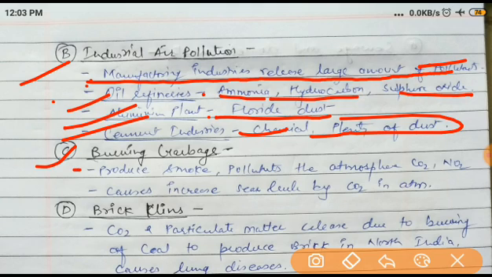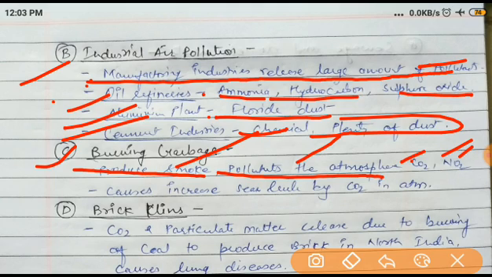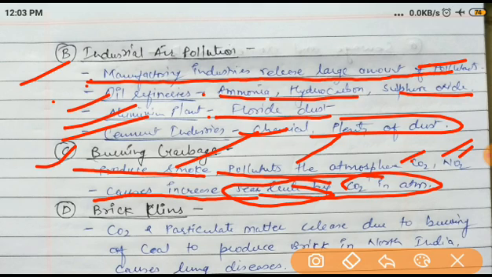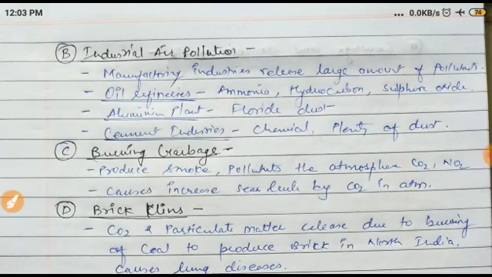Now see, smoke pollutes the atmosphere, just like CO2 and NO2. So what is it producing? Basically it produces smoke, which pollutes the atmosphere with CO2 and NO2, causing sea level rise. Now you know very well that as the CO2 gas increases in the atmosphere, the heating effect increases in the atmosphere. Due to it, the glaciers are melting, and the sea water level increases.